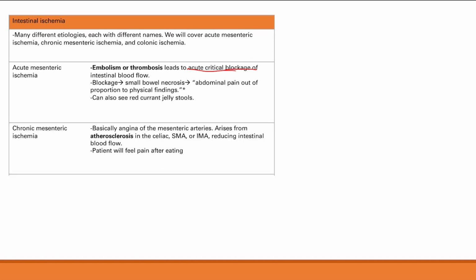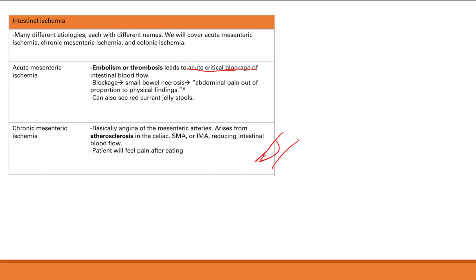So now we're going to go to chronic mesenteric ischemia. And this is basically angina of the mesenteric arteries. Angina arising from atherosclerosis in any of those arteries, in the celiac, superior mesenteric artery, or the inferior mesenteric artery. Atherosclerosis blocks blood flow. Intestines are not getting enough blood flow, and so you can get this chronic mesenteric ischemia.